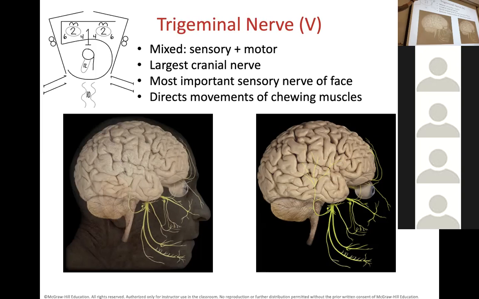There's a diagram. 5 is over the entire face because it controls aspects of sensing in the face.